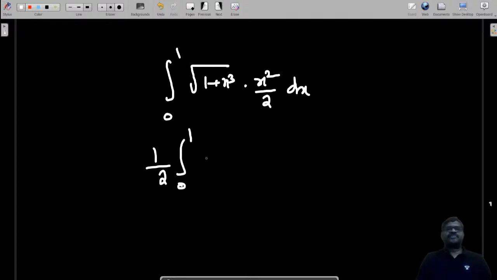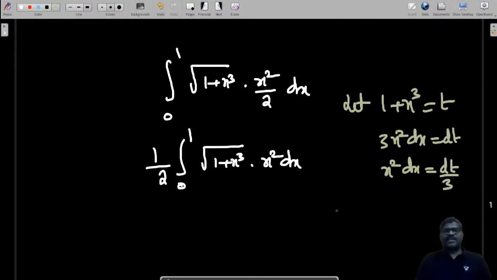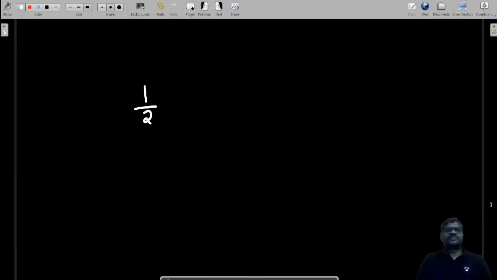Zero to 1. Let us take 1 plus x cube equal to t. 3x square dx equal to dt. x square dx equal to dt by 3. When x is 0, t is 1. When x is 1, t is 2.